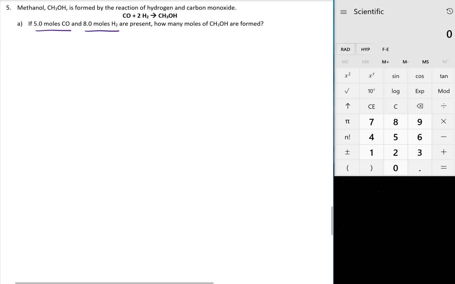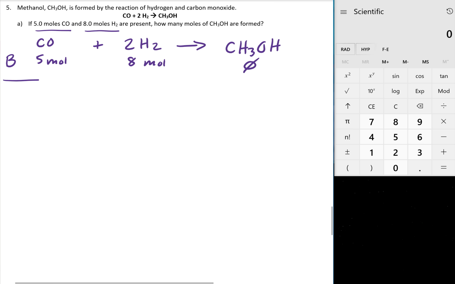So our first step is to rewrite the balanced equation. We're going to construct a full BCA table, that before, change, and after table, making sure that we write down the correct balanced equation because this is stoichiometry and it involves using the coefficients from the balanced equation as our mole ratio. So our B represents the quantity that we have before the reaction starts. So we place 5 moles of carbon monoxide into the container and 8 moles of hydrogen into the container, and there are 0 moles of product at the beginning.